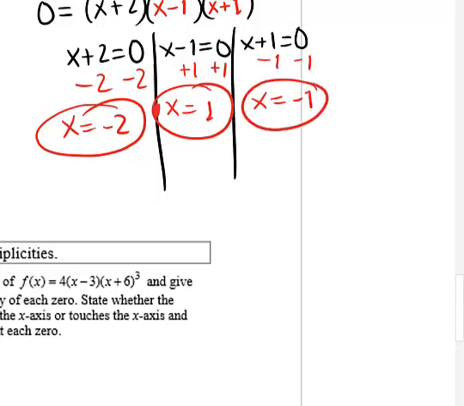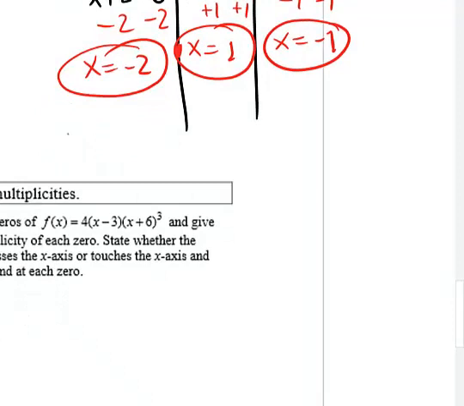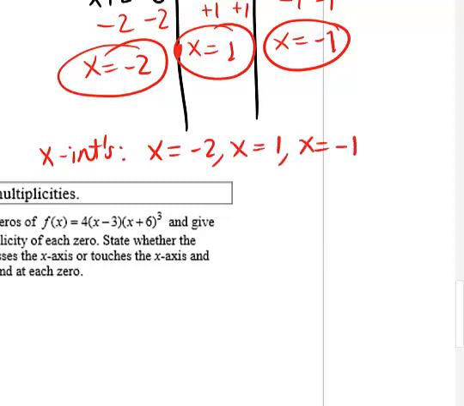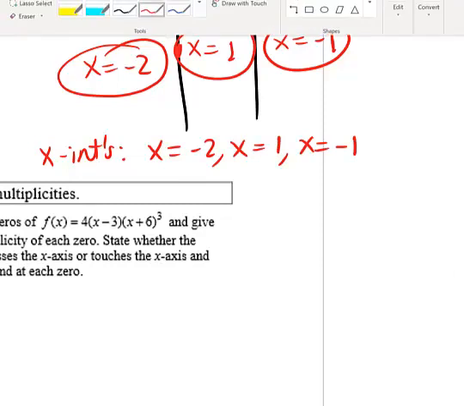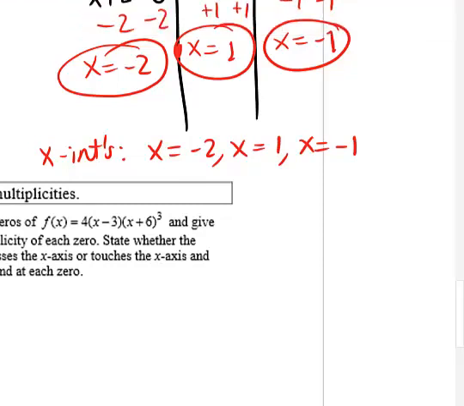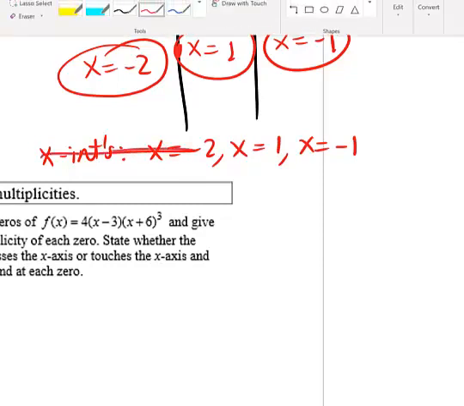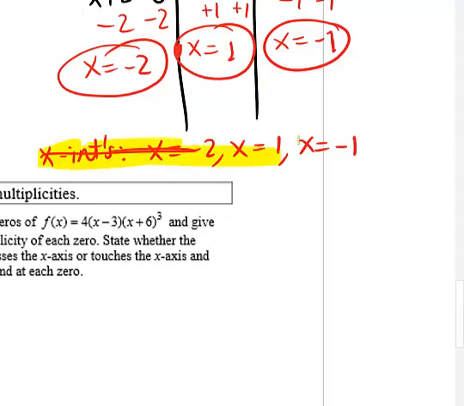That gives me -1. This time those are all unique. None of those are repeats of the others. So I'm going to list all of them. My x-intercepts are x equals -2, x equals 1, and x equals -1. And those can be in any order. You don't really have to write those in any certain order. There we go. Oops, why'd I cross that off? Beautiful.